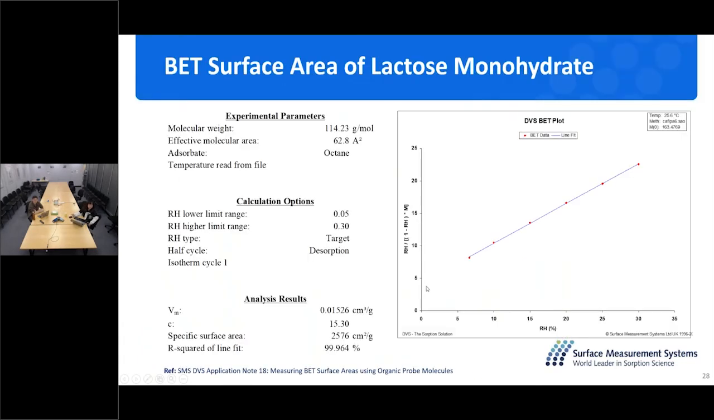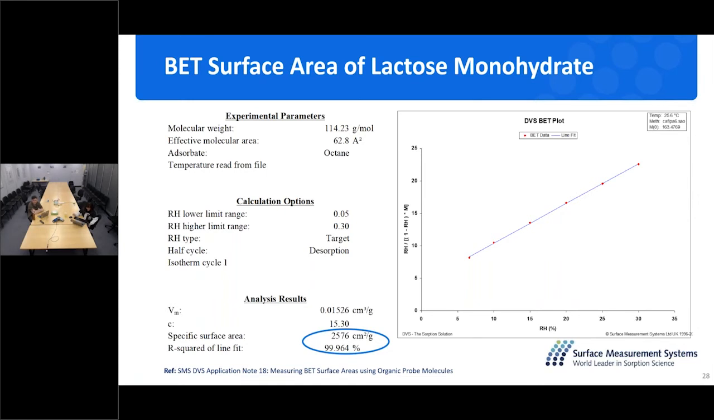So with the application of the equation we introduced in the previous slide, we can get a good correlation in the BET plot. And from the slope and intercept of this plot, as well as the cross-section area of the probe molecule we are using, we can then get the monolayer volume, the sorption constant, as well as the BET surface area of this lactose sample with a very good linear regression. So the BET surface area of lactose is about 0.26 square meters per gram, which is highly consistent with the literature reported value for the lactose material.